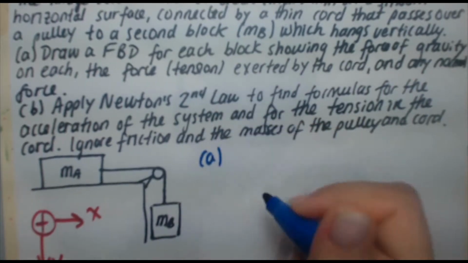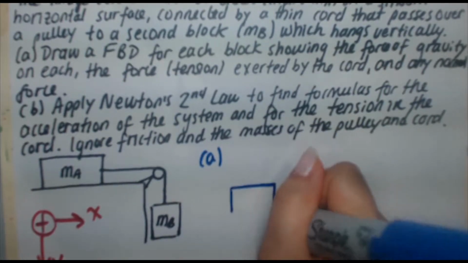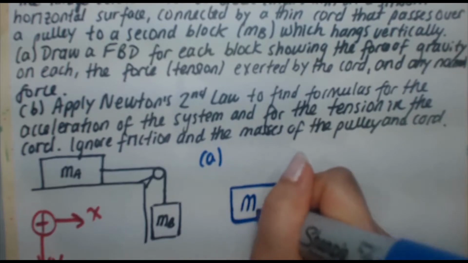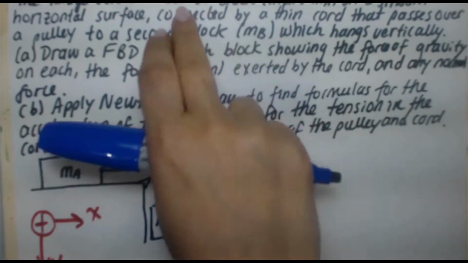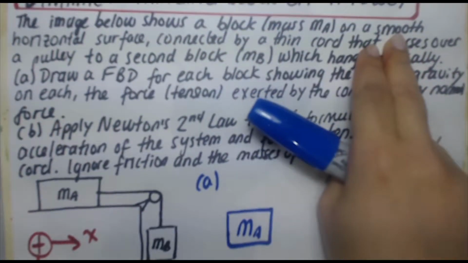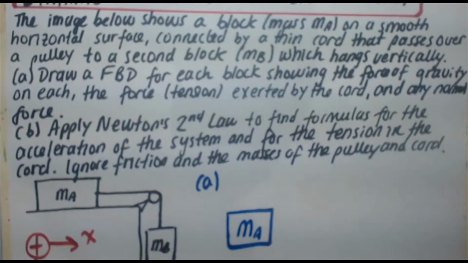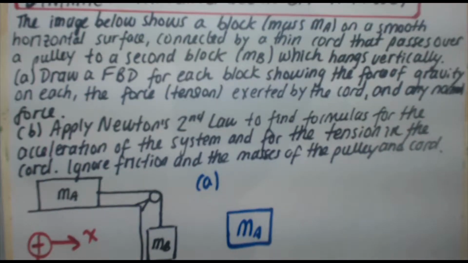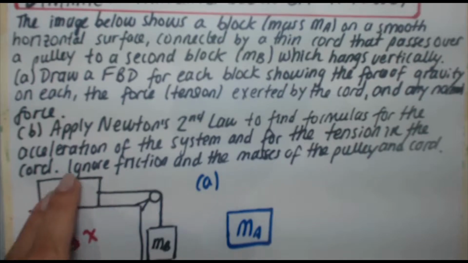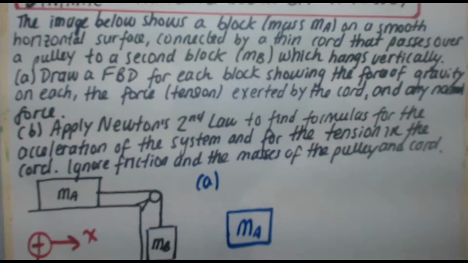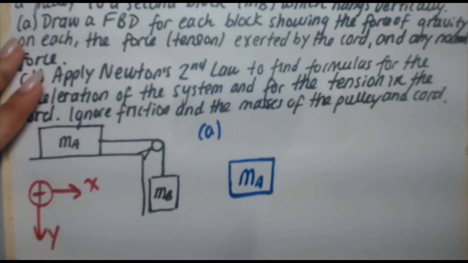So let's do that. Okay, so let's do block MA first. Notice how it's set up here on a smooth horizontal surface. Usually that implies that there's no friction. Okay, of course they tell you in the question explicitly that as well. Ignore friction and the masses of the pulley and the cord. Okay, so here we go.